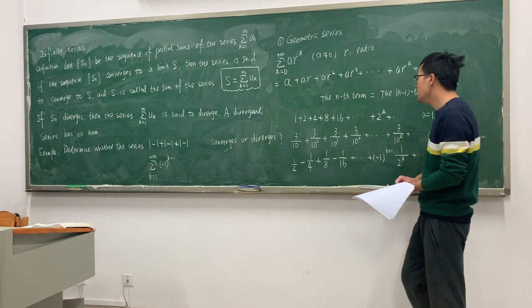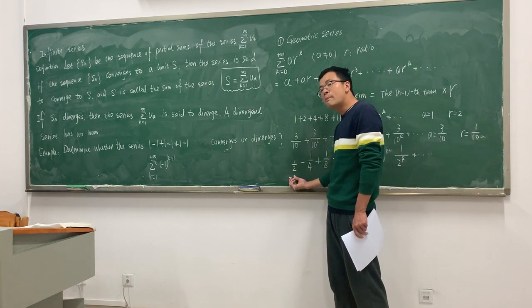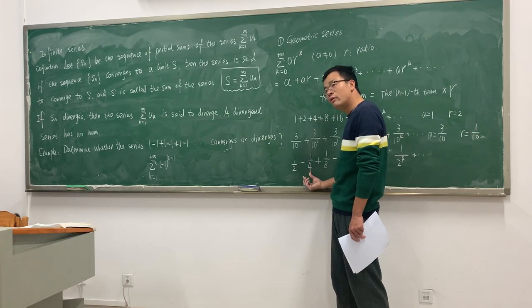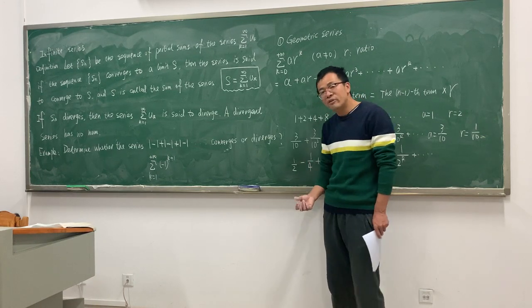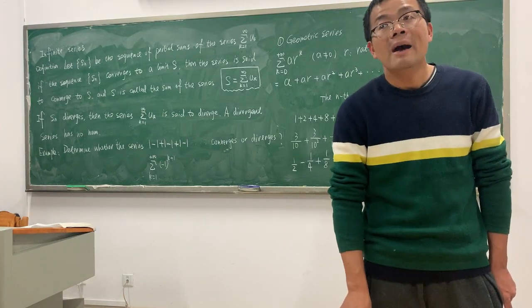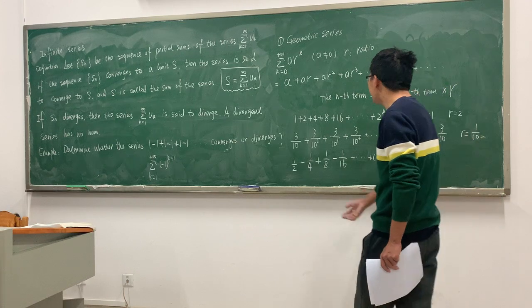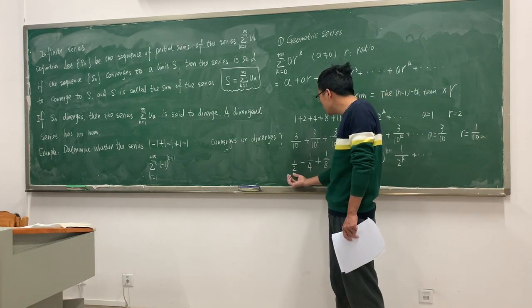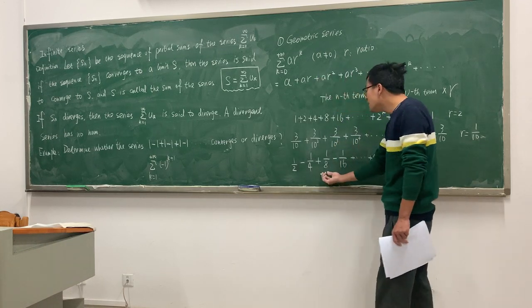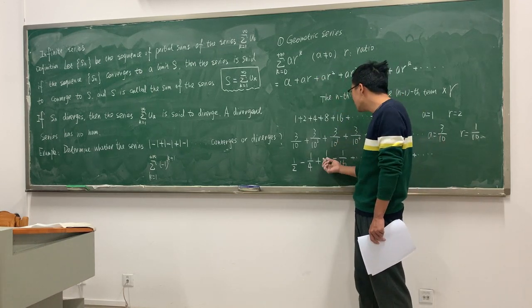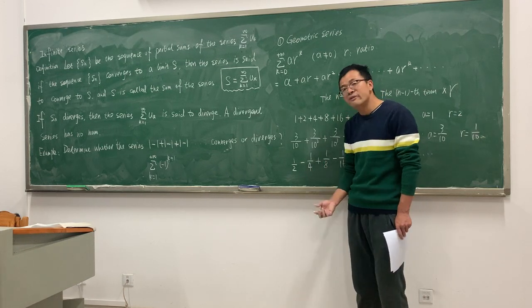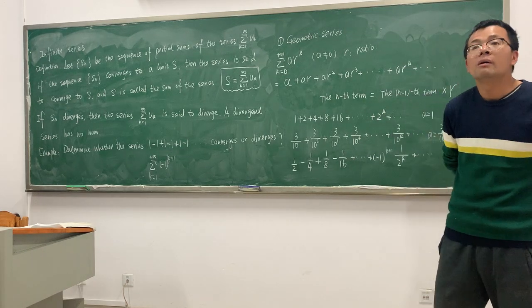Now we can see the first term is 1 by 2. The second term is minus 1 by 4. So minus 1 by 4 equals 1 by 2 times what? Minus half. So minus 1 by 4 equals 1 by 2 times minus half. And the third term is 1 by 8, which equals minus 1 by 4 times what? Minus half.